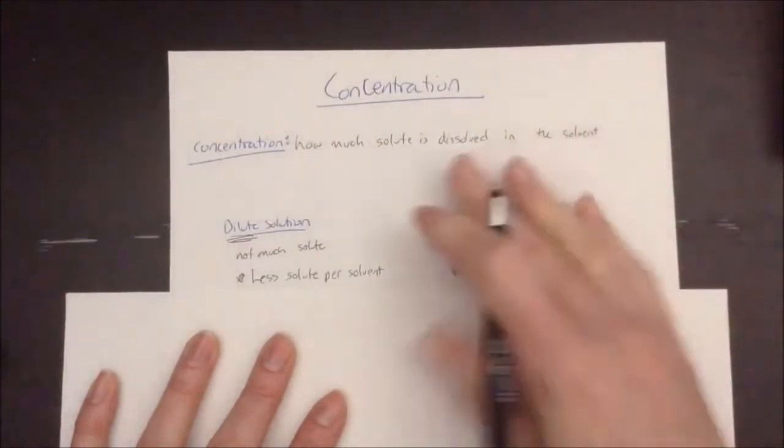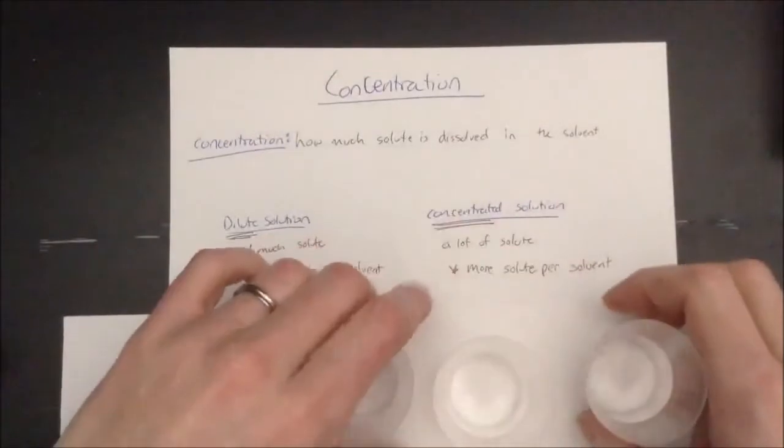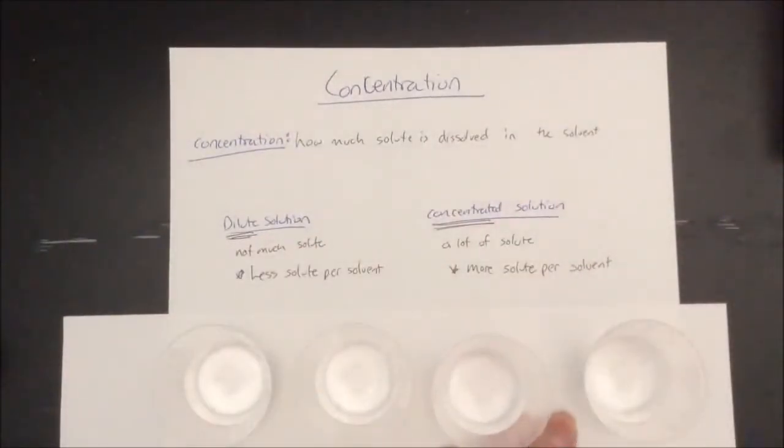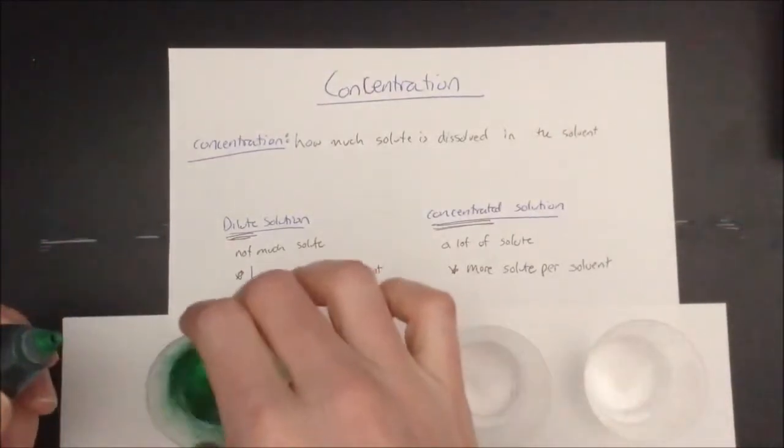Okay, so let's take a look at some solutions here. I have here 4 little cups of water. They all have the same amount of water. So what we're going to do is start with a dilute solution here on the left, and I'm going to swirl it around.